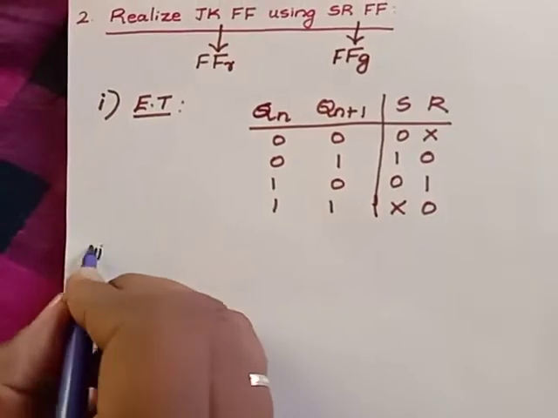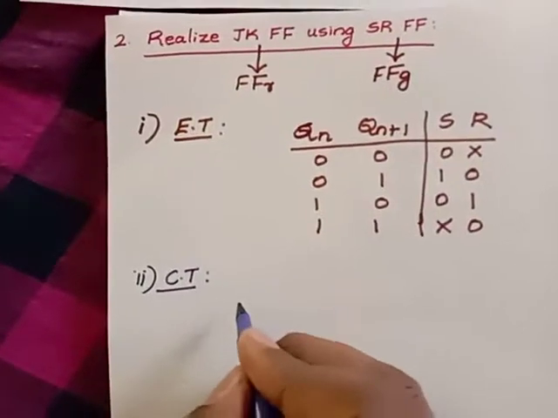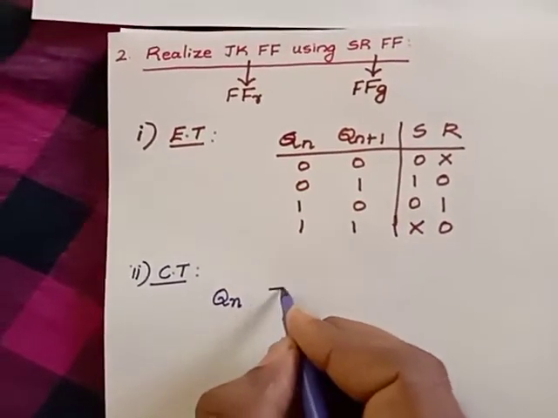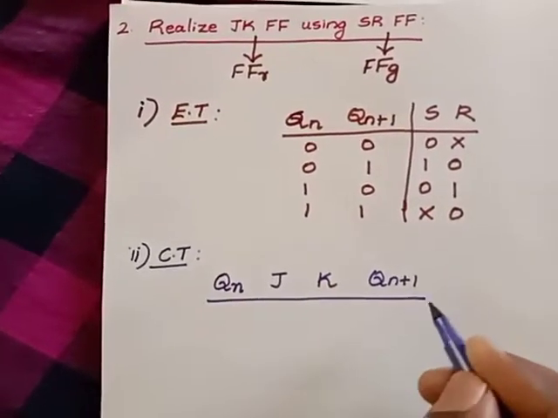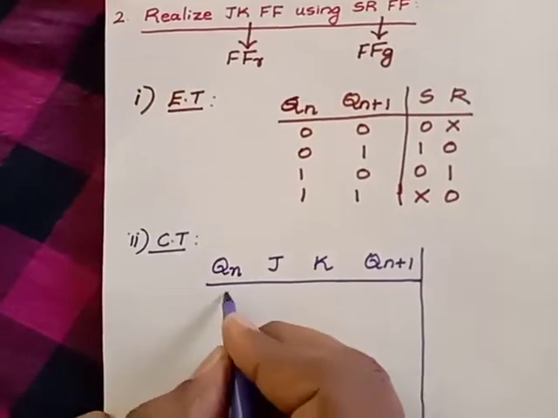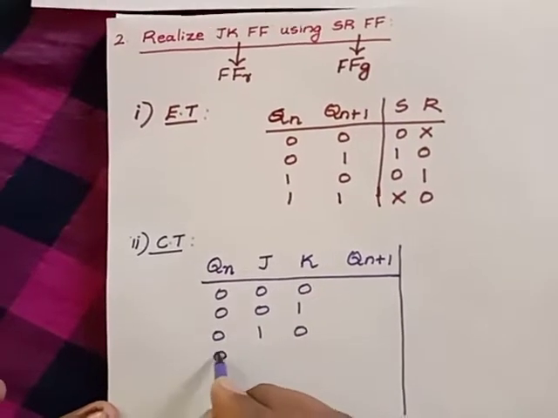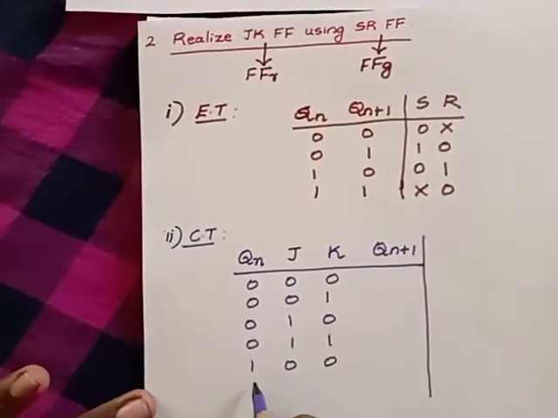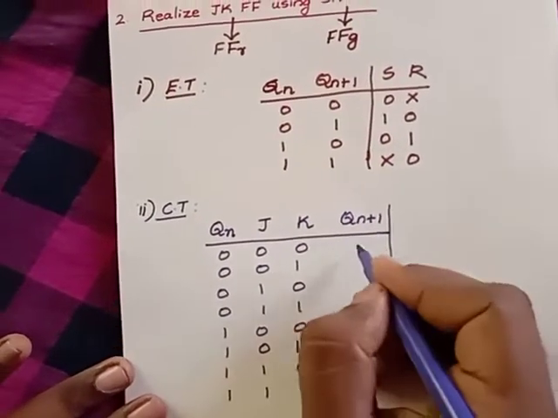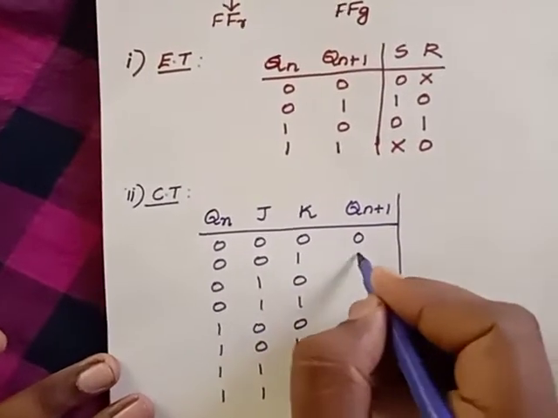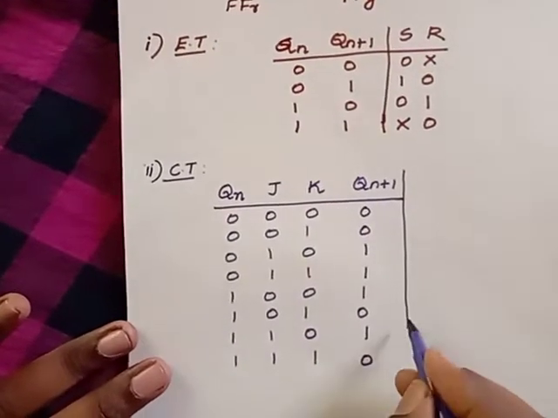Second step is write down the characteristic table of your required flip-flop, that is the JK flip-flop. So the characteristic table has Qn, J, K, Qn plus 1. The rows are 0 0 0 0, 0 0 1 0, 0 1 0 1, 0 1 1 1, 1 0 0 1, 1 0 1 0, 1 1 0 1, 1 1 1 0. Now we have to fill this column. I hope you remember what the values are here. It is no change, reset, set, toggle, no change, reset, set, toggle.